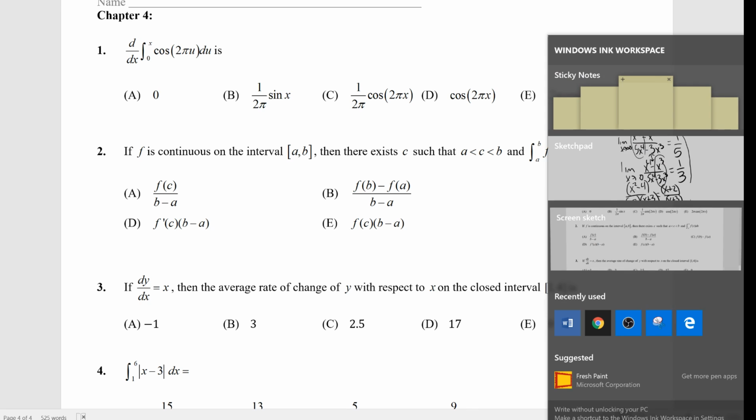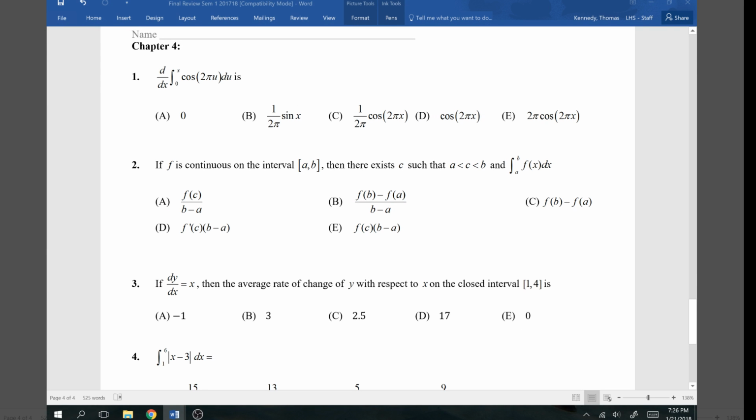Okay. So the first one, it's that trick where you're taking the derivative of the integral, so you just plug in x. Done. Okay, cosine of 2 pi x. Done. Did it. So that's why you study the second fundamental theorem of calculus. It's like really, really useful.